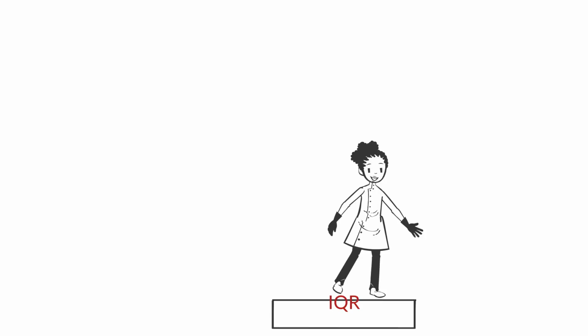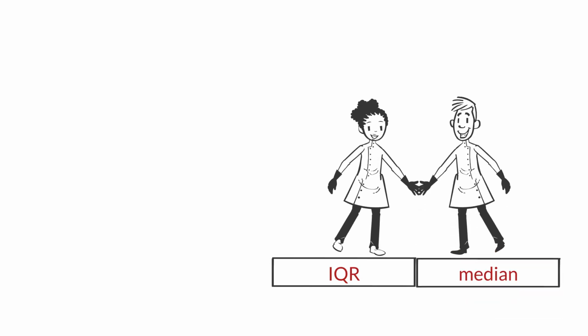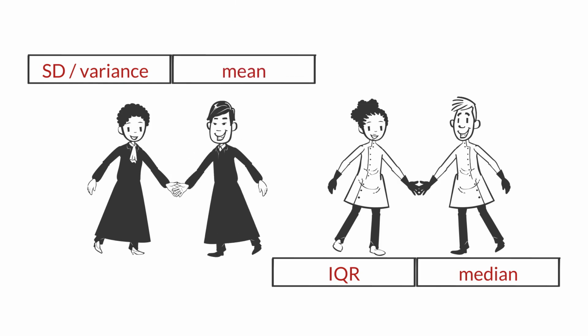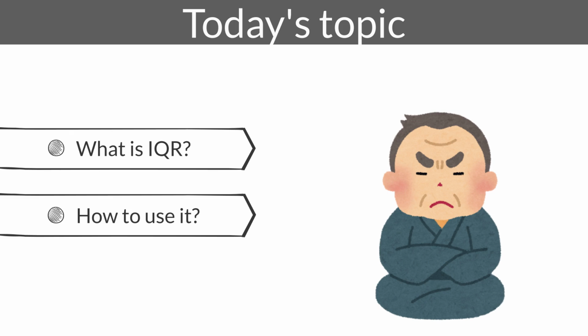The key takeaway here is that, as I mentioned earlier, the interquartile range, IQR, has a close relationship with the median, just as the standard deviation has with the mean. The standard deviation pairs well with the mean, and the interquartile range, IQR, pairs well with the median. If you're not familiar with standard deviation, I recommend checking out our previous video. Now, let's consider how to use this interquartile range, IQR, in practice.